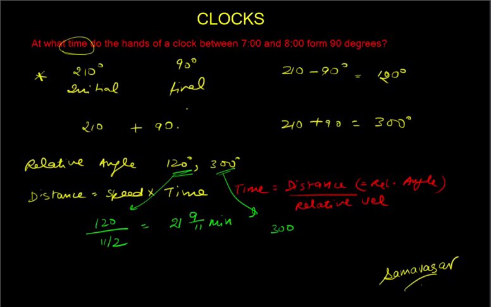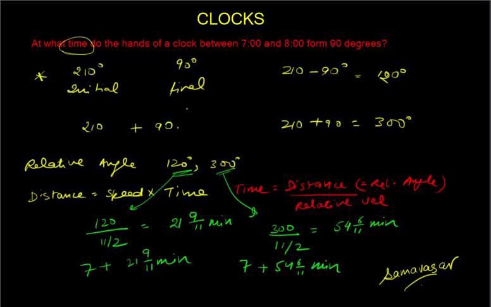Similarly, let me take this. Again, my relative angle is 300 degrees divided by the relative velocity. I told you to remember this number, 11 by 2. When I solve this, I get 54.6 by 11 minutes. So at what time? It is basically 7 o'clock plus these minutes. So you can solve it in whatever form the answer choices are given to you: 7 plus 54.6 by 11 minutes.